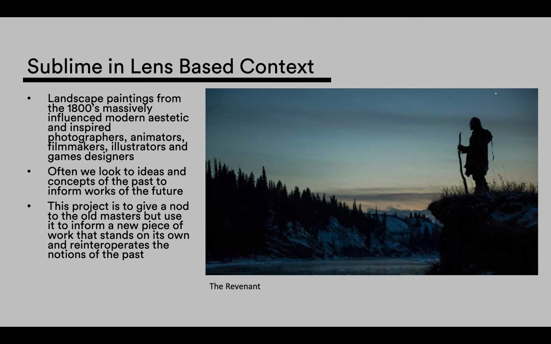So, the sublime in the context of lens-based media. If you haven't seen The Revenant yet, it is a film that is really about the sublime. It is about the power and fierceness of nature. And that's what filmmakers did. They look at the ideas of the 1800s, these classical paintings, and think about how they take that into photography and animation, and look at how that can influence game designs and illustrations. We have to look at ideas of the past to inform the context we're making now.